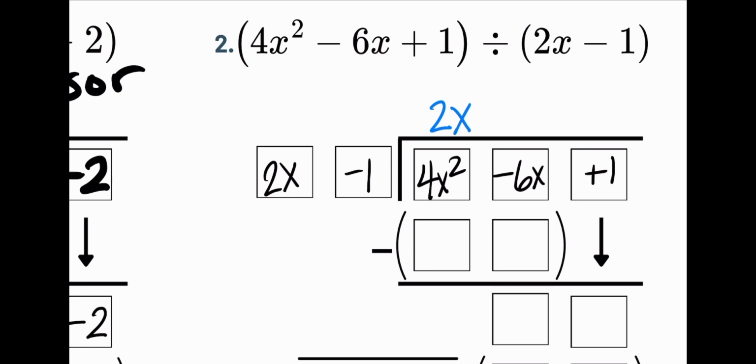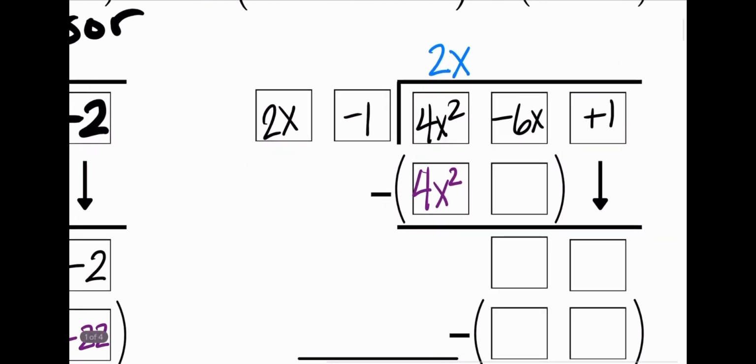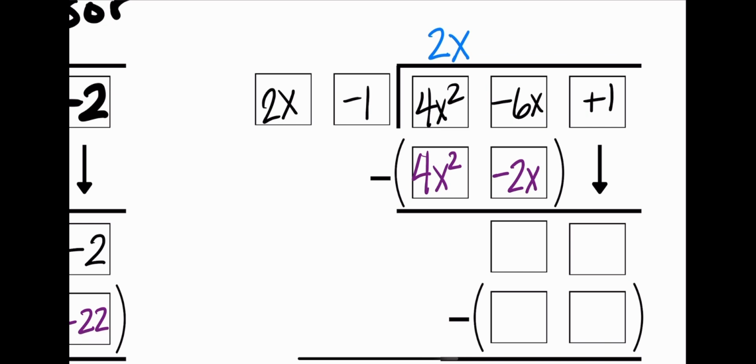Now we're moving to this next step, which is multiply. We'll be multiplying 2x times 2x and then 2x times negative 1. So 2x times 2x is 4x squared. And 2x times negative 1 is negative 2x. Now we're on our next step, which is to subtract. Notice how you should always get the same term here. That way they cancel out and you get 0. Always, okay? Just like basic long division that you learned in middle school.